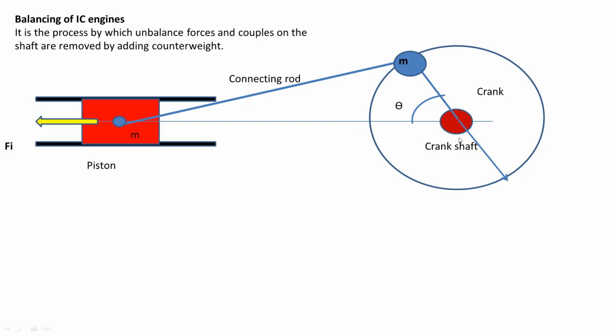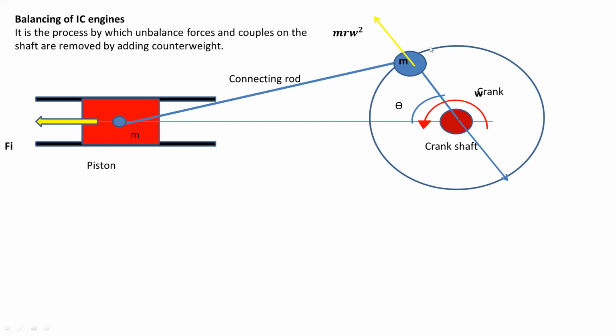Because of this unbalanced force, there is a possibility of the bending of this crankshaft as it is supported in the bearings. So in order to remove these unbalanced forces, we need to add one counter mass. Initially, this complete mass is assumed to be at this radius r, that is the crank radius. So this mass will create the centrifugal force like this, which is equal to m r omega square. Omega is the angular speed. This is called an unbalanced force, because of the piston.